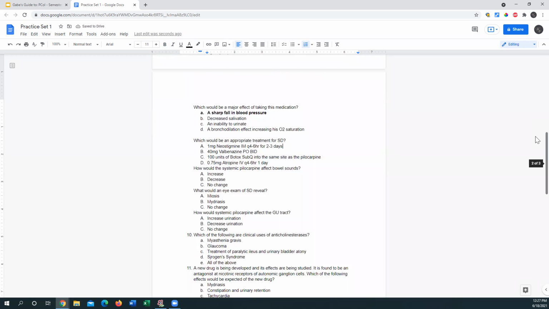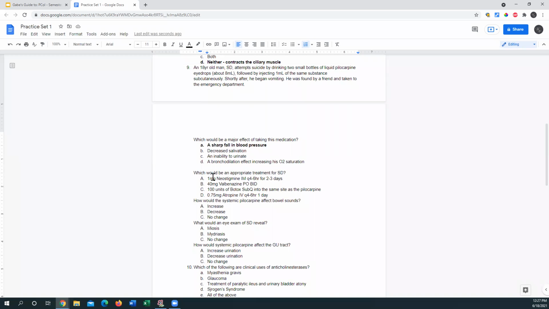So if this person is ingesting a muscarinic agonist, what would we treat him with in order to reverse the effect of the muscarinic agonist? Would we give neostigmine? Well, that's an acetylcholinesterase inhibitor. So we know that acetylcholinesterase only works on acetylcholine. So would we give an inhibitor to acetylcholinesterase? No, that's going to increase his adverse effects.